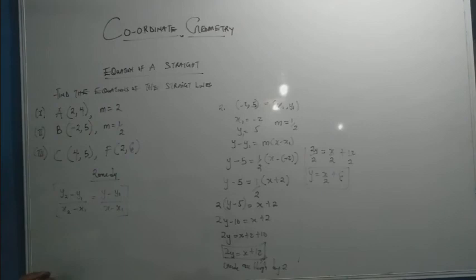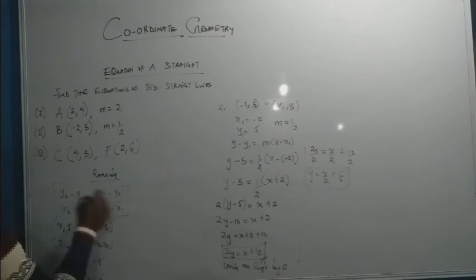Is that clear? Alright, so what do you do now? So you write 4, 5, name it as x1, y1, then 2, 6, you name it as x2, y2. Is that clear? Alright, so what do we have now? That means we have x1 is equal to 4, okay? Then y1 is equal to 5. Then we have x2 is equal to 2. Then y2 is equal to 6. So let's apply the formula.